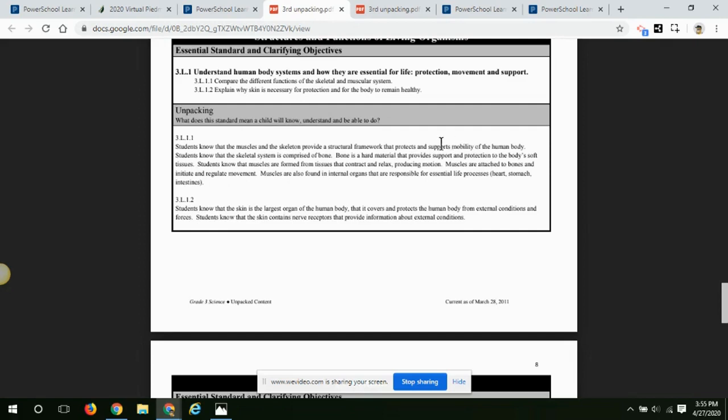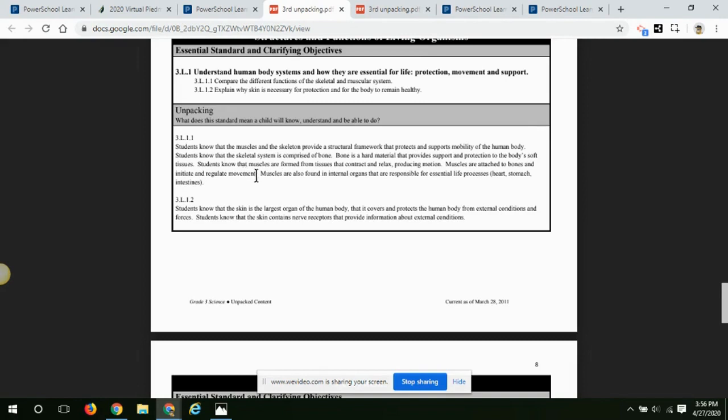So as we're looking through here, we're going to start to make some connections as to what our kids need to do. Sometimes we read through this and get other ideas as to what we want our students to be able to do beyond just that one statement, compare the different functions of the skeletal muscular system.